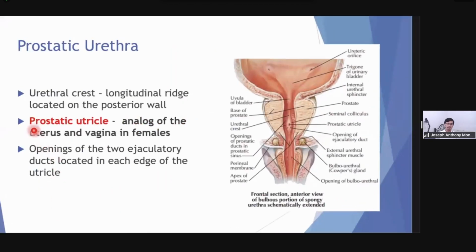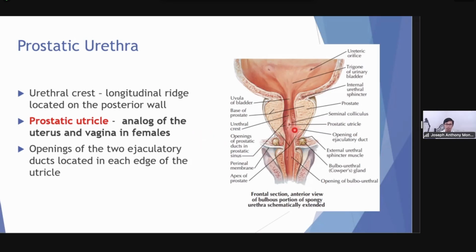Okay, sorry if I'm being makulit, but this slide shows the different structures you could appreciate within the prostatic urethra. You have your urethral crest. It is just a longitudinal ridge. So here it is. Very important, take note of this one. The prostatic utricle is the analog of the uterus and vagina in the females. So this is the prostatic utricle.